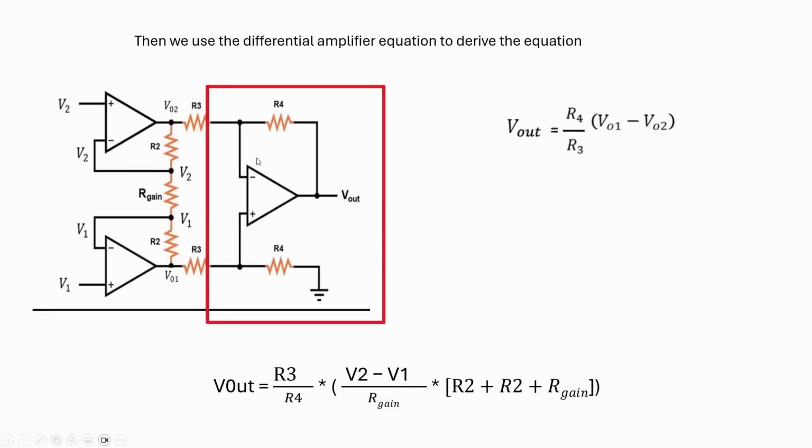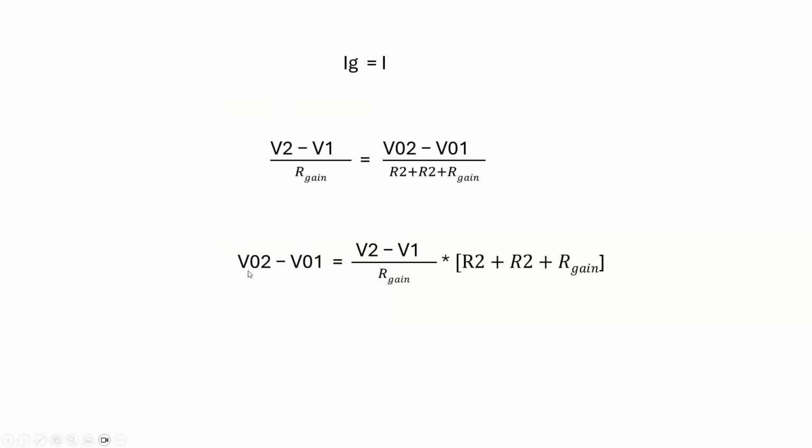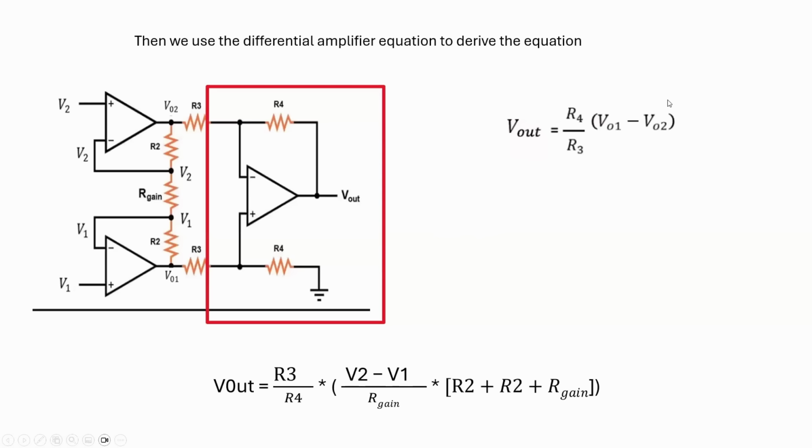Then as I previously discussed, the last op amp is a differential amplifier. So it gets the difference of the input voltages. That means VO2 minus VO1. So we know the equation for the differential amplifier is this: Vout equals R4 divided by R3 times the difference of the input voltages. Previously we found the difference of the input voltages. In here we found the difference of the input voltages. So this term can be replaced into this point.